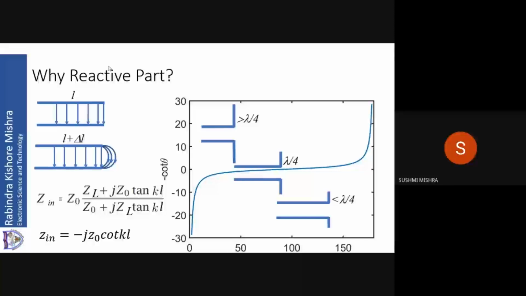So in practice, when you design an antenna, we have to take a slightly shorter length, not a lambda by 2 or half wavelength antenna. We have to take an antenna which is about 0.48 or 0.47 lambda instead of 0.5 lambda. If we do that, then at our desired frequency, the value will be purely resistive. There will be no reactive part.